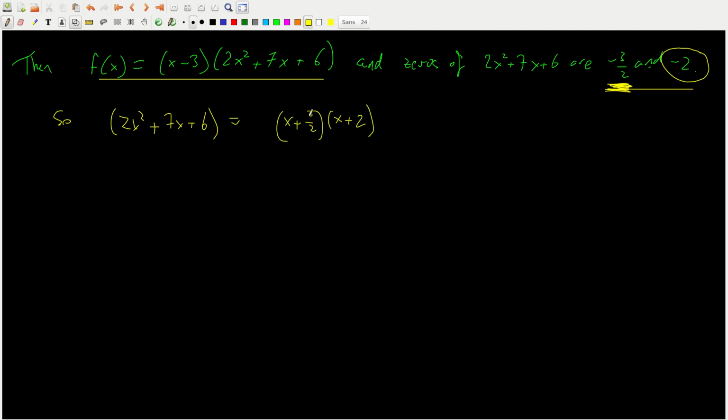Now just looking at that for a moment, you'll see that this can't possibly be equal. This term cannot equal this term. Begin multiplying this out, you're going to get an x times an x.